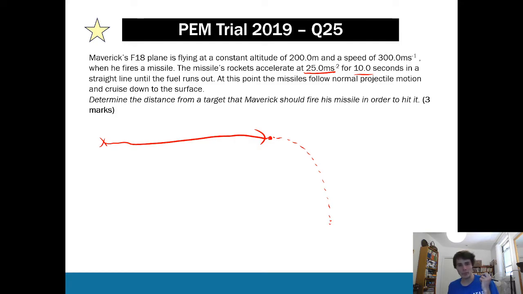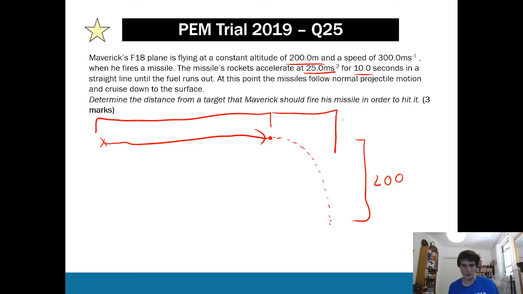Now, we are also told that this is a distance 200 meters above the surface, so we could jot that down as well. We're firing it 200 meters above the ground, and based off that, we can split the time into two components, right? We've got this first point here, and this last point over here. For both parts of the motion, we are interested in the horizontal displacement during that section of the motion, so that's what we want to calculate for both of them. However, we also need to figure out some of the stuff going on at this point here so we can do our normal projectile motion calculations. So, first of all, let's analyze this first 10 seconds of motion.